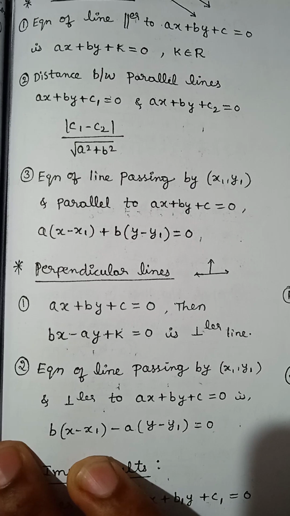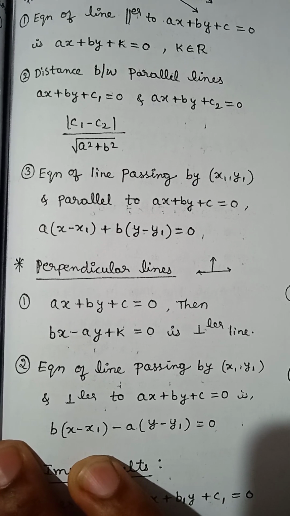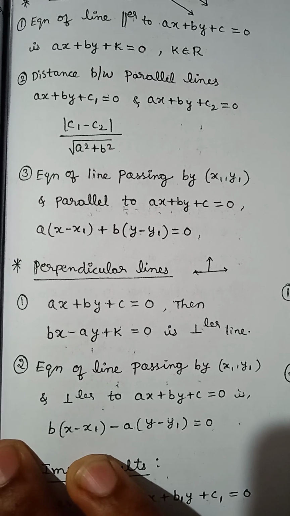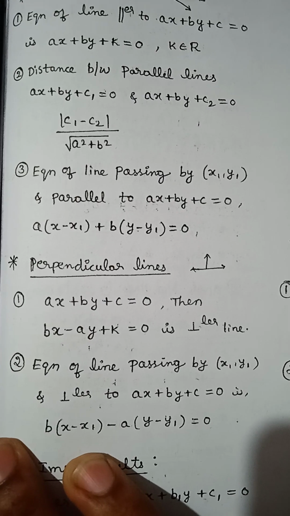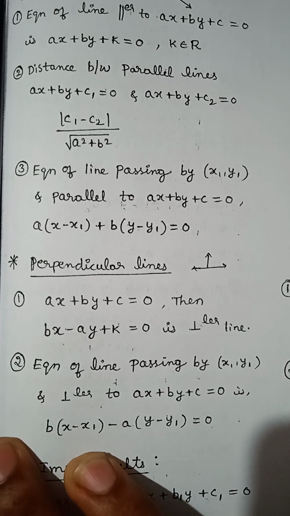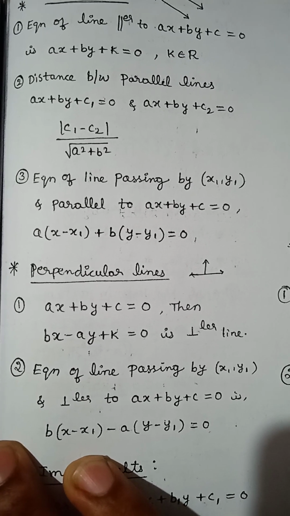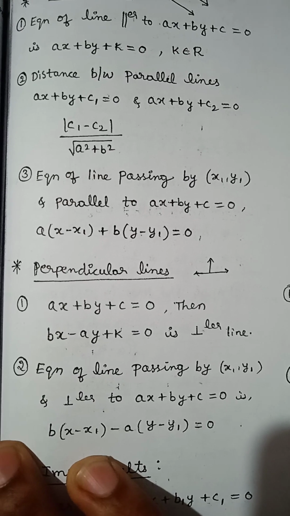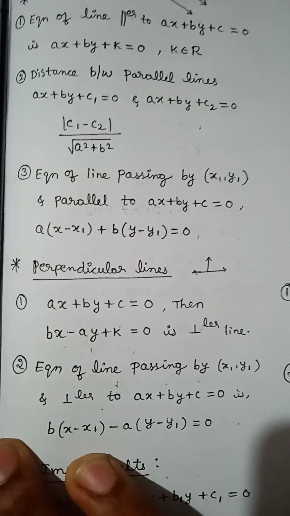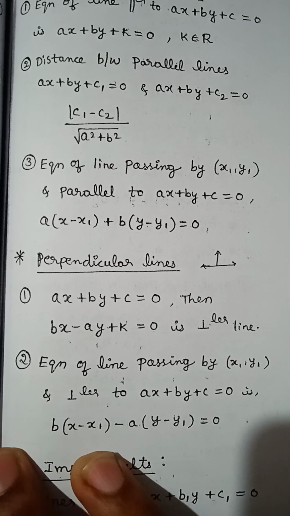Equation of the line passing through x1 y1 and parallel to ax plus by plus c equal to 0 is a into x minus x1 plus b into y minus y1 equal to 0.